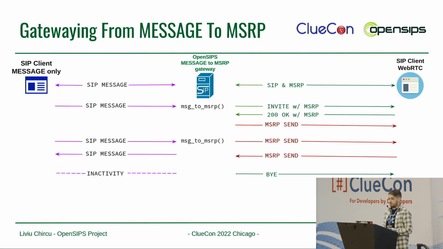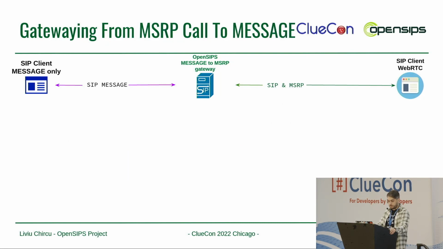Because the client will just stop sending messages. It doesn't have any specific way to indicate that it wants to close the chat session. So we simply close them based on inactivity. When they stop sending messages to that peer, the session will be closed and the BYE will be automatically generated.